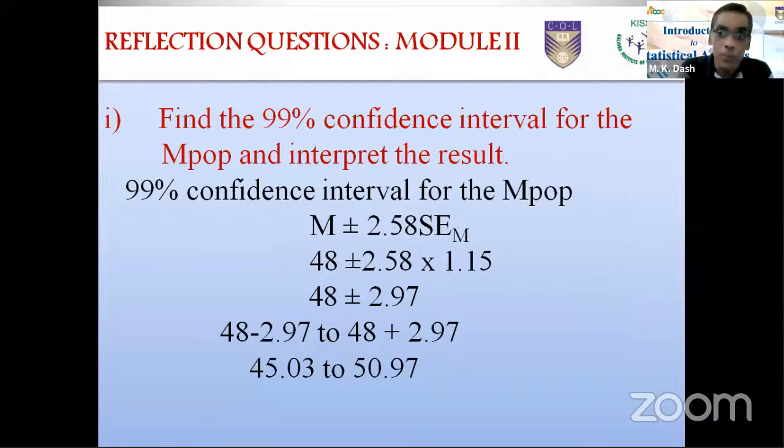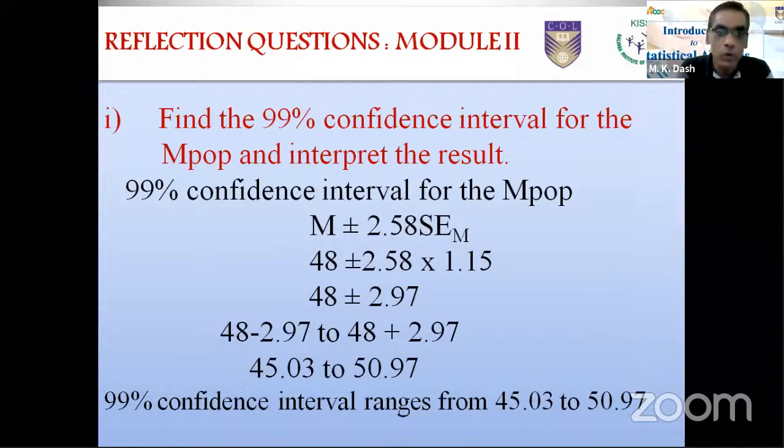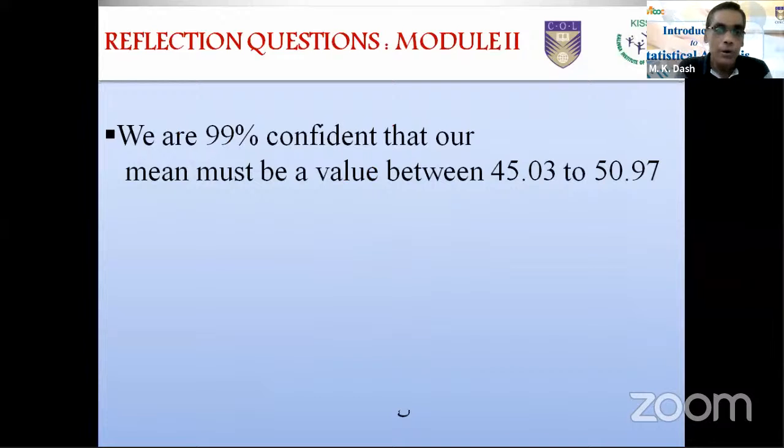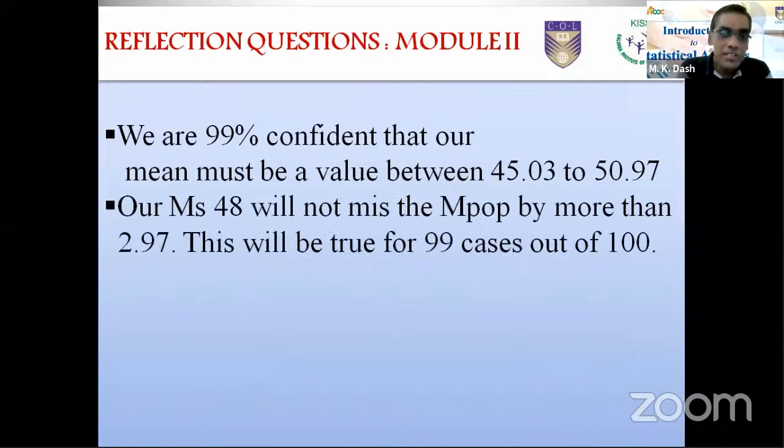Now how to interpret it? Much more important is how to interpret the result. This is what is required in the assignment. Look into this aspect. We are 99% confident that the population mean will be between these two limits. Our mean must be a value between 45.03 to 50.97. Second, our sample mean 48 will not miss the population mean by more than 2.97.